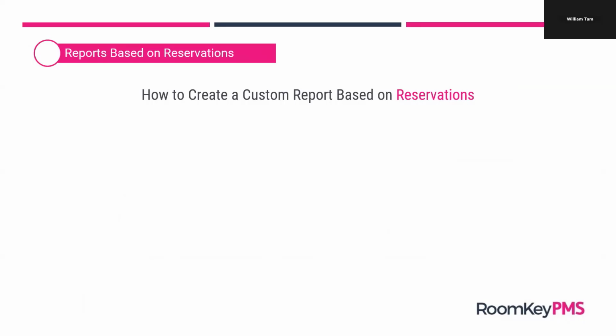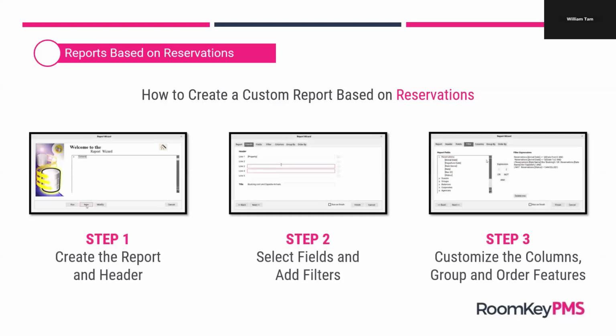We're going to take a look at these one at a time, and I'm going to start with how to create a custom report based on reservation data, or based on reservations. These are reservations that are booked in the system. They could be checked out or canceled reservations in the past, or they could be future reservations or in-house reservations. So to create a custom report, we're going to follow these three main steps.